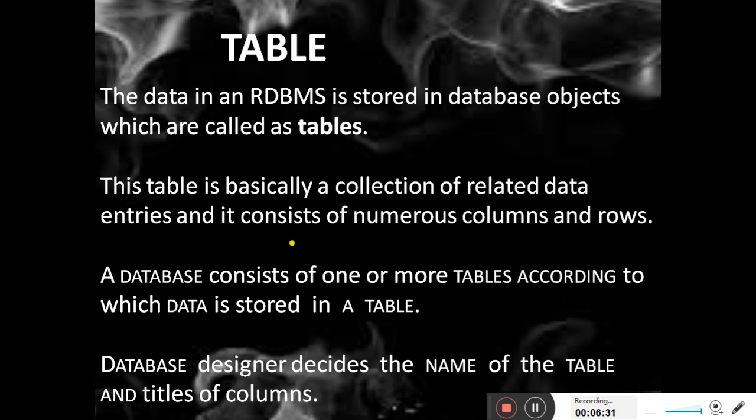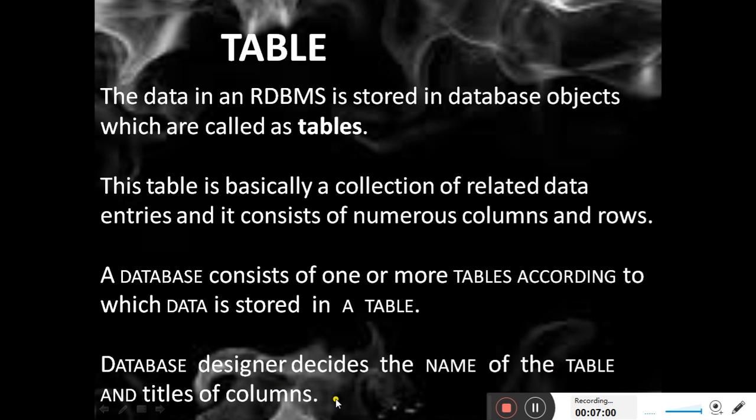Okay, that means in one database you can store multiple tables which are related to each other. So a database consists of one or more tables, according to which data is stored in a table. Accordingly, you are supposed to insert the data in the table, and you can store one or more tables in one database. The database designer decides the name of the table and the title of the columns.